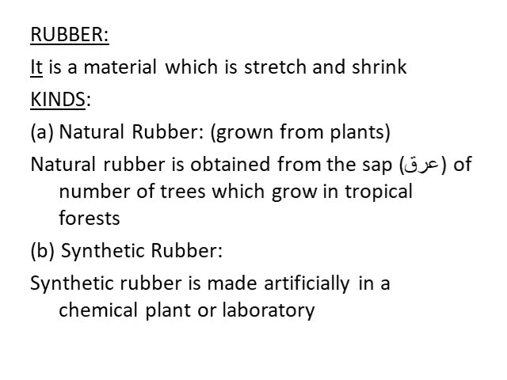Natural rubber is grown from plants. How is natural rubber obtained? Natural rubber is obtained from the sap of a number of trees which grow in tropical forests. How is synthetic rubber obtained? Synthetic rubber is made artificially in a chemical plant or laboratory.